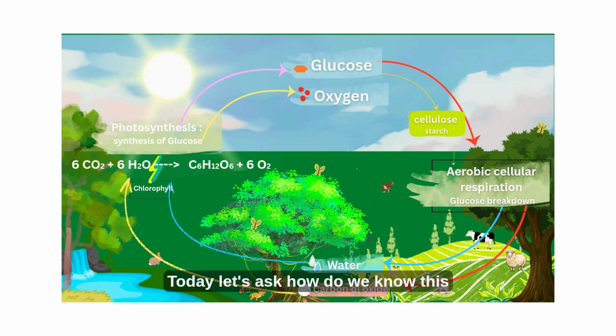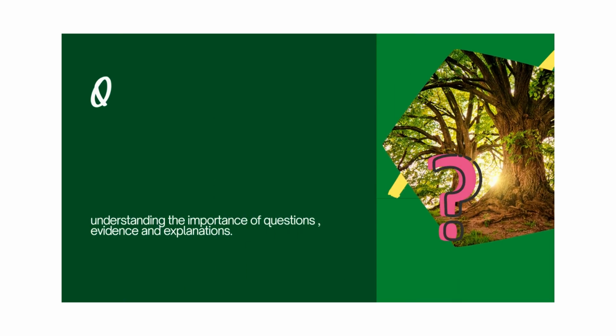Today let's ask, how do we know this happens? What clues and evidence do scientists use to explain how plants grow from sunlight?